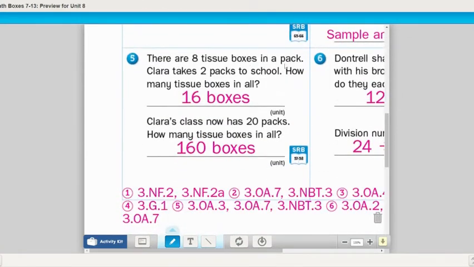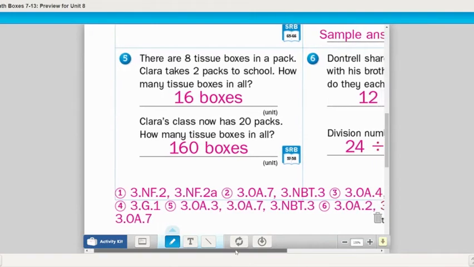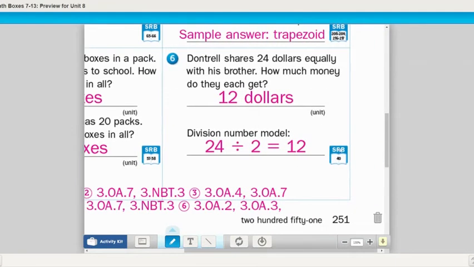There are 8 tissues in a pack. Clara takes 2 packs to school. How many tissue boxes in all? That would be 16. Now, Clara's class now has 20 packs in all. How many tissue boxes in all? She has 160 boxes. Whew. I think that'll last him for the year.